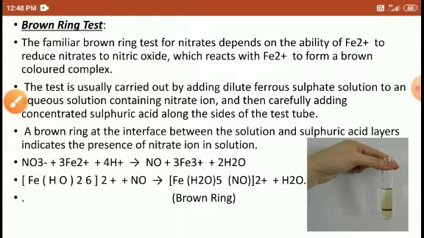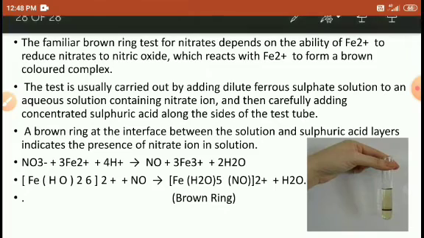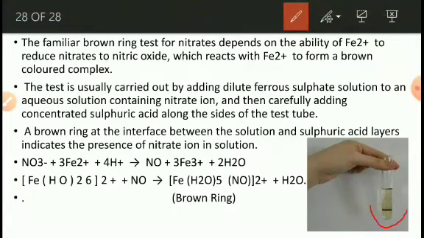So I will show you, wait. So this is the brown ring, students. Here is the brown ring. Right, students.